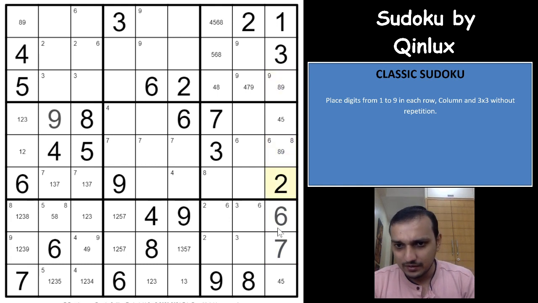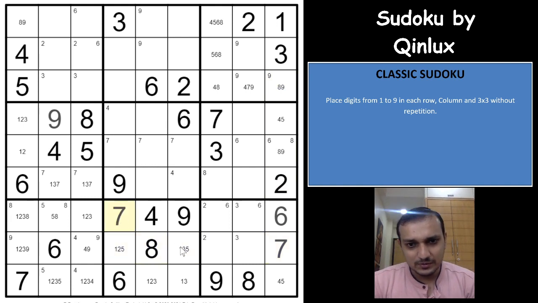You have 8 9 pair. So this 7 eliminates 7 from this cell. You get a 7 here.